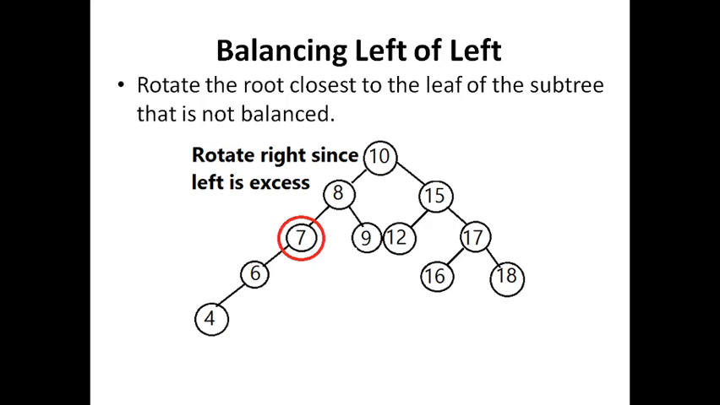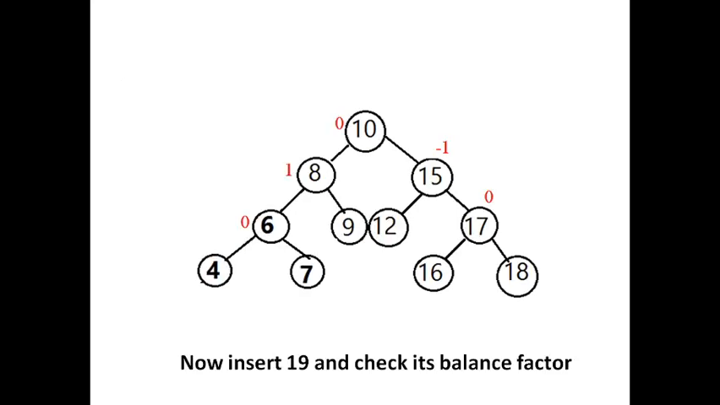It's a simple case, and if you recalculate the balance factor, it's now balanced. So we have resolved the problem. After inserting 4, the tree has been once again restored into an AVL tree.